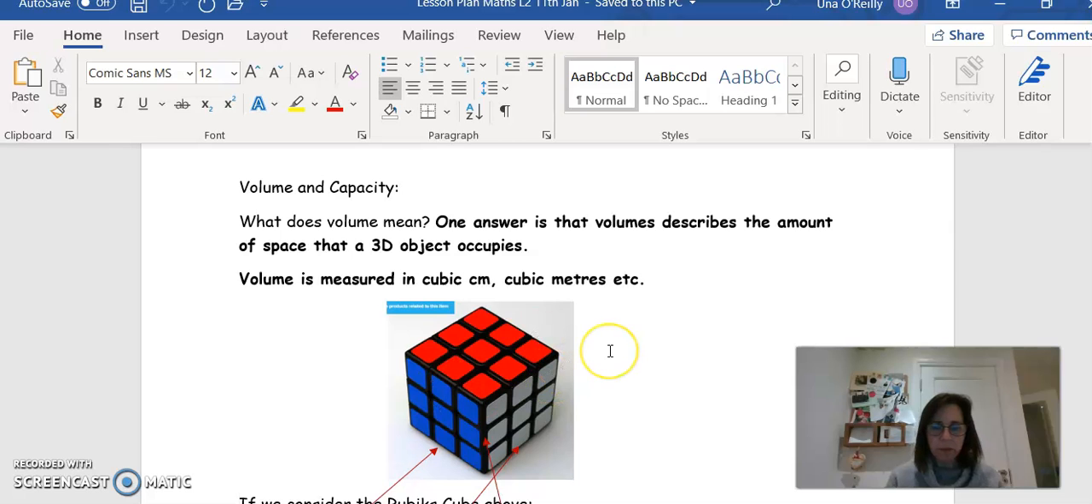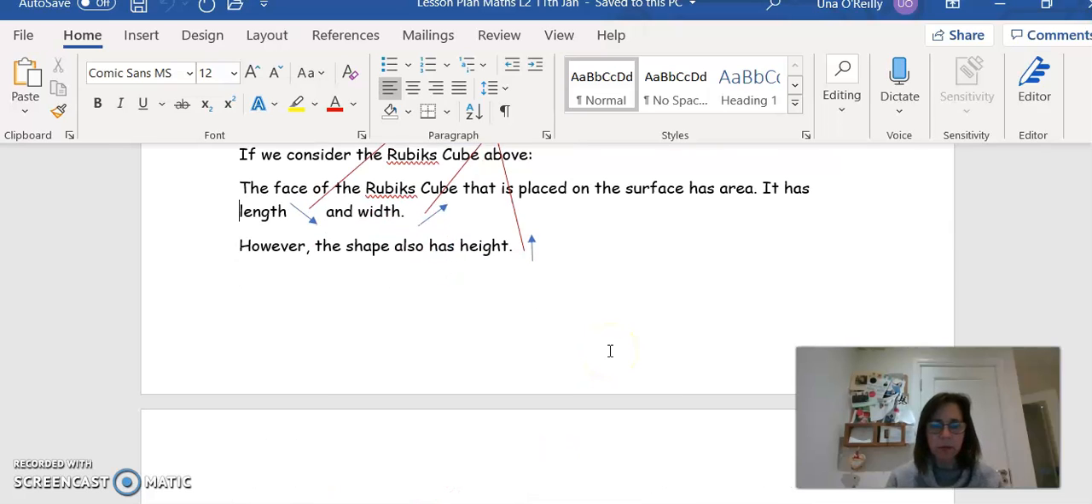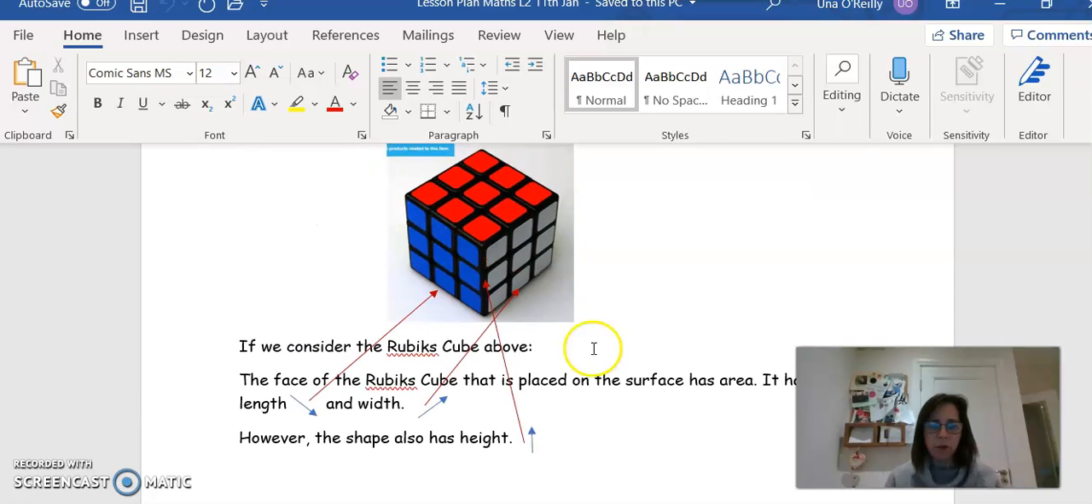So let me just come down here a bit. The arrows are a little bit all over the place here. If we consider the Rubik's Cube above, the face of the Rubik's Cube that is placed on the surface, so that's the bottom of it, and I have a Rubik's Cube here. It's not made, but it's the same thing. I'm talking about this face. When you put it on the table or in your hand, this is the face that's placed on the surface. It has length and width.